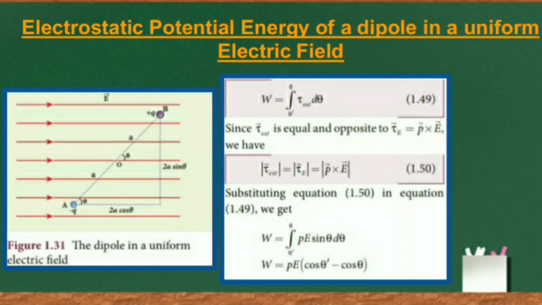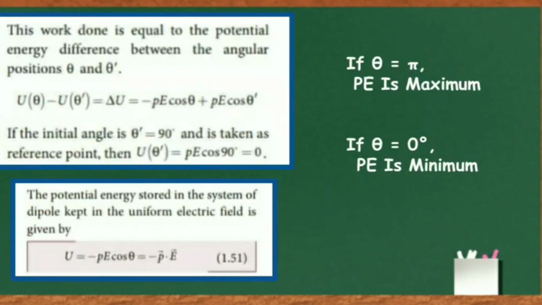We are writing it once again: minus, expand this, pE cos theta dash minus pE cos theta. They have written the second term first and the first term second. So minus pE cos theta plus pE cos theta dash. Suppose we are moving it from theta dash to theta. If theta dash is 90 degrees, if it was perpendicular to the field, and you are rotating it through some angle, we can take theta dash to be 90 degrees itself. So cos 90 is 0, the second term becomes 0, and U is equal to minus pE cos theta.